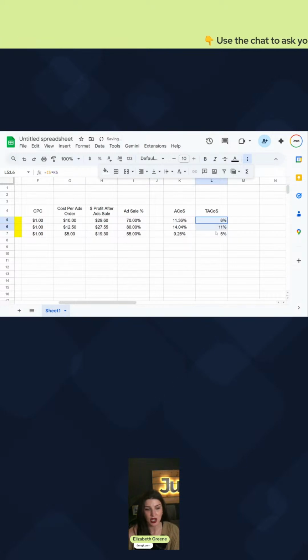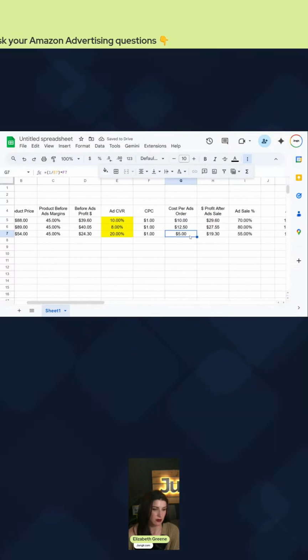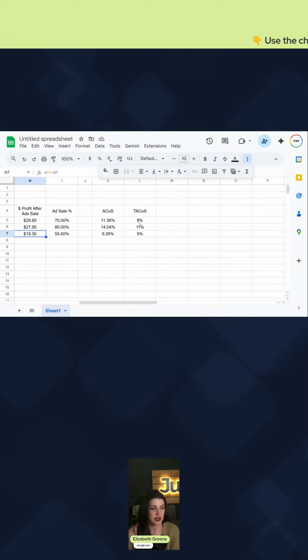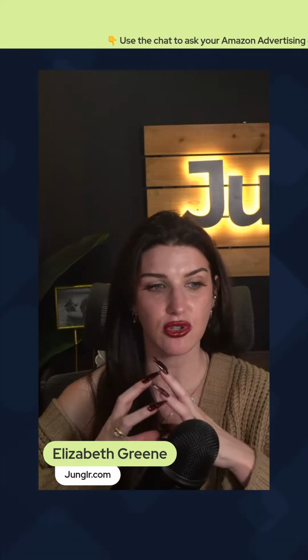But actually, overall, even though maybe our cost per ads order, profit per sale is lower, we actually have a lower total ACOS, and maybe we're more profitable overall. So that's how price point, but more importantly, price point and ad conversion rate matter. Ad conversion rate and CPCs are the two things that you really need to focus in on controlling as much as you possibly can.